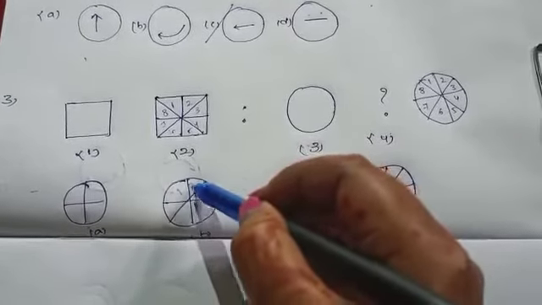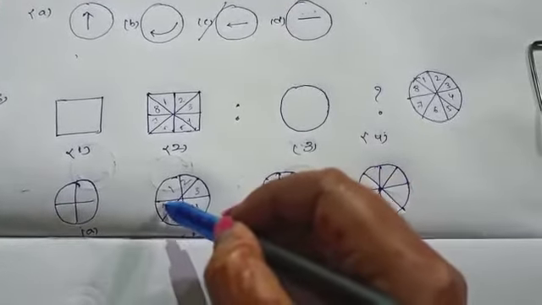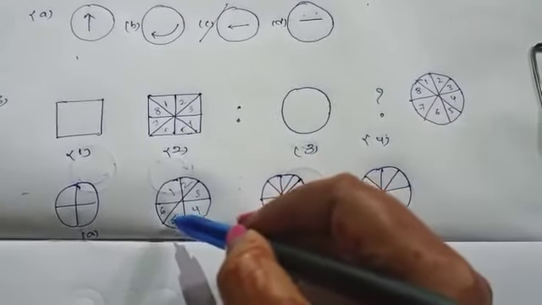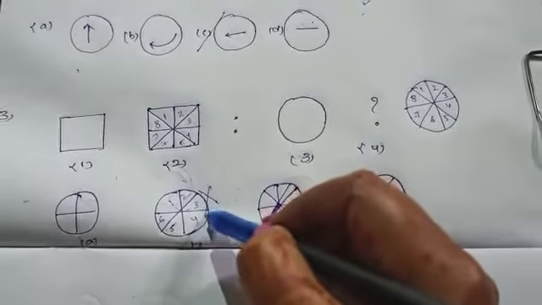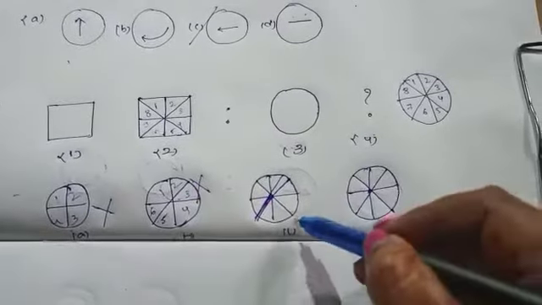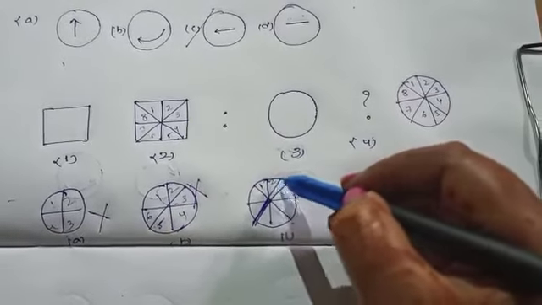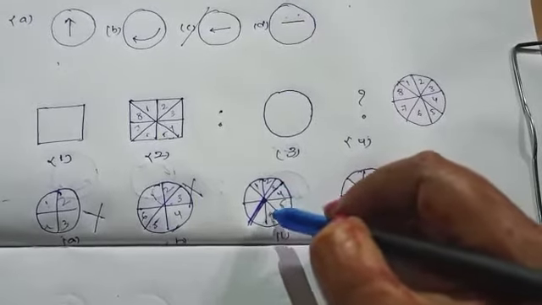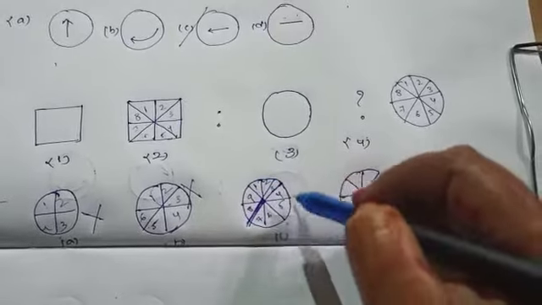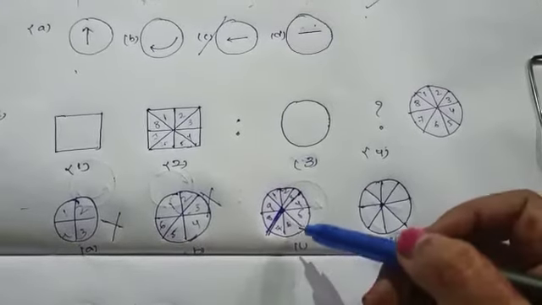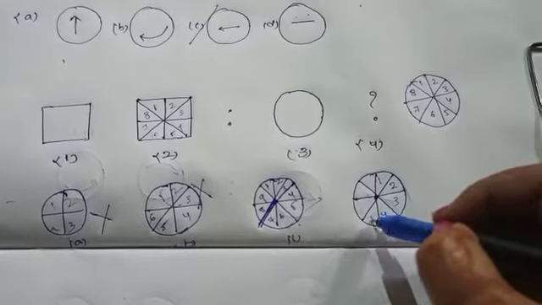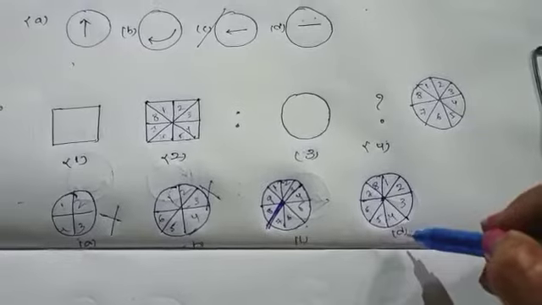Option B: 1, 2, 3, 4, 5, 6. We want 8 parts, but here there are 6 parts, so option B is wrong. Option A: 1, 2, 3, 4. Option A is wrong. Option C: 1, 2, 3, 4, 5, 6, 7, 8, 9. Here we get 9 parts, so option C is wrong. Option D: 1, 2, 3, 4, 5, 6, 7, 8. So option D is correct.